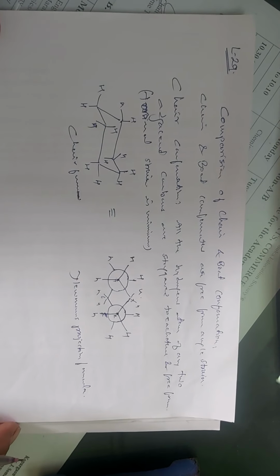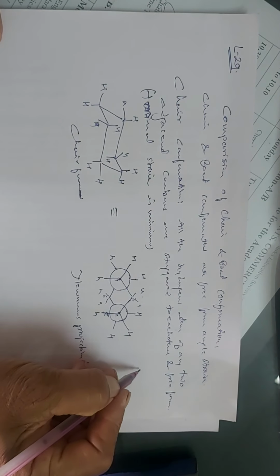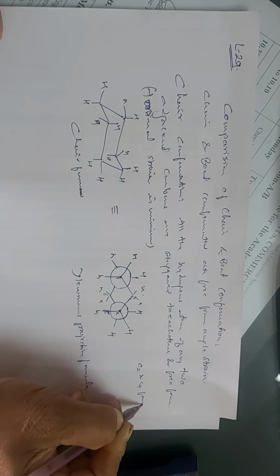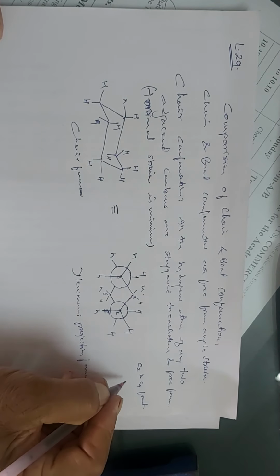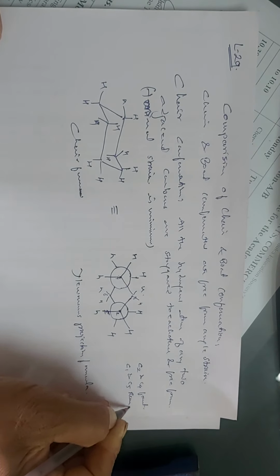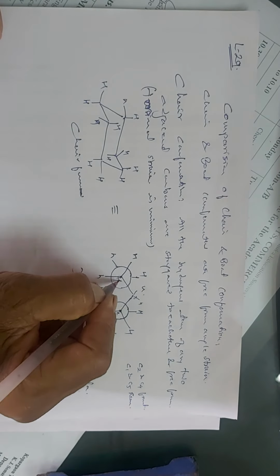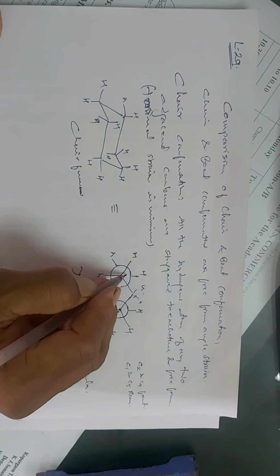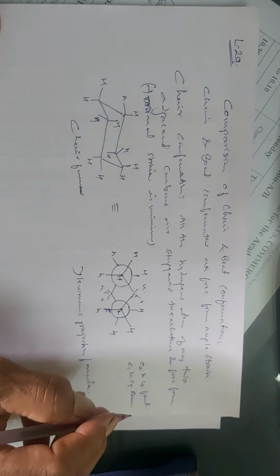And so in this, C2 and C4 are front carbon atoms, and C1 and C5 are rear carbons in the Newman's projection formula. So this is your 4, this is your 2. One is behind the plane, means it is the circle, the rear carbon atom, and here the fifth is the rear carbon atom. Means this is free from the angle strain.